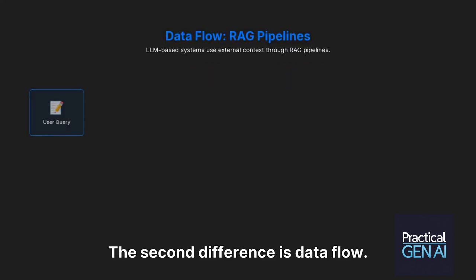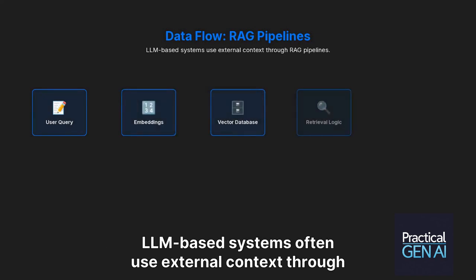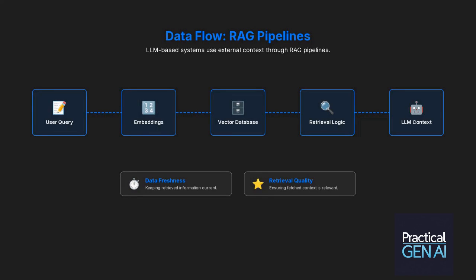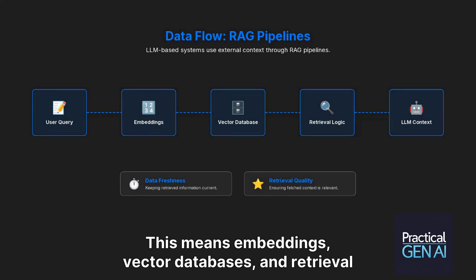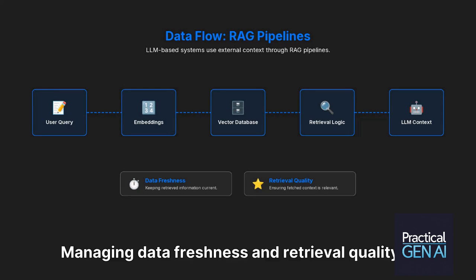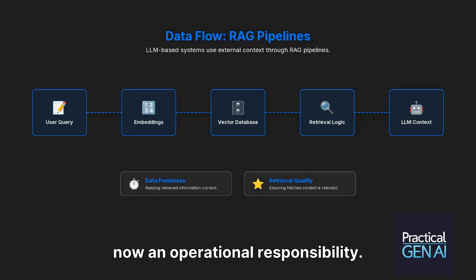The second difference is data flow. LLM-based systems often use external context through RAG pipelines. This means embeddings, vector databases, and retrieval logic become part of the operational system. Managing data freshness and retrieval quality is now an operational responsibility.